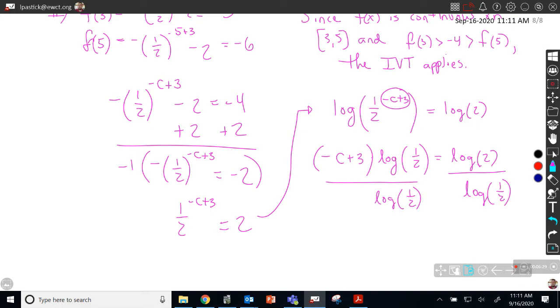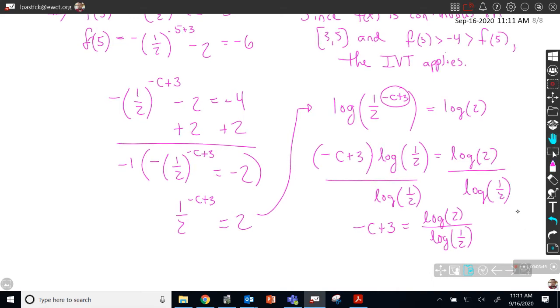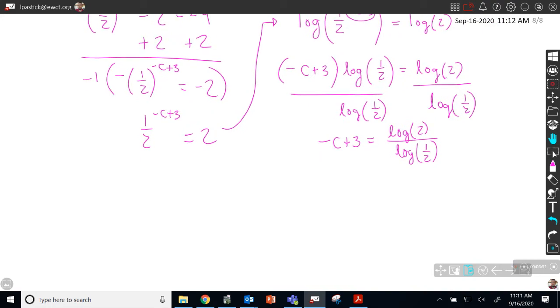So what have I got now? I've got negative c plus 3 equals log of 2 over the log of 1/2. And there's all kinds of things I could do. I could be using the change of base theorem to rewrite this. But I'm trying to be as procedural as possible without going too much into all that, just in case you don't know how to do that. And the last step would be to subtract 3. Well, actually not the last step, second to last step.